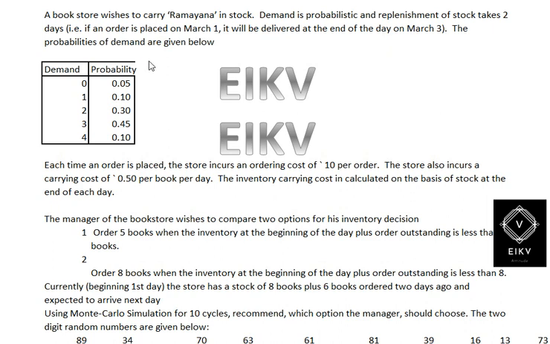The probabilities of demand are given below. The demand probability for 0 is 0.05, for 1 it's 10%, for 2 it's 30%, for 3 it's 45%, and for 4 it's 10%.